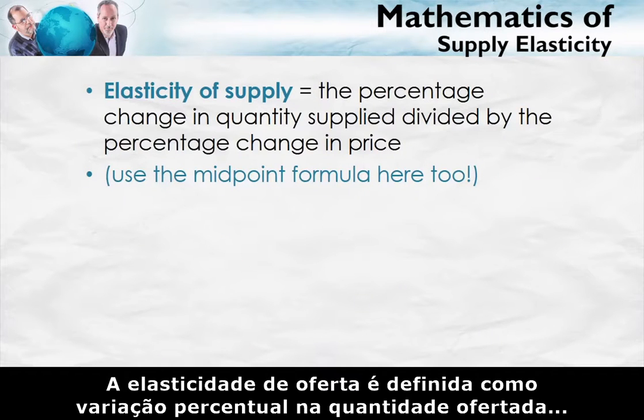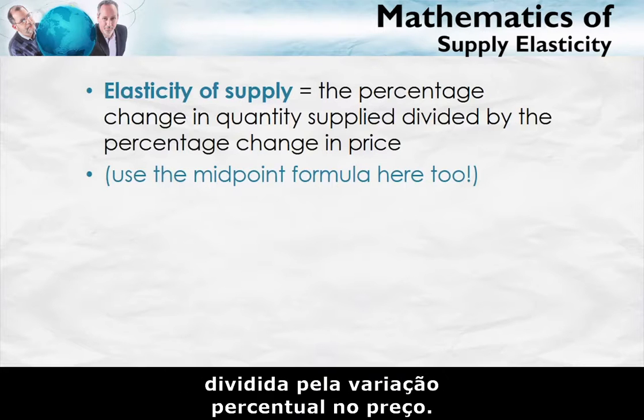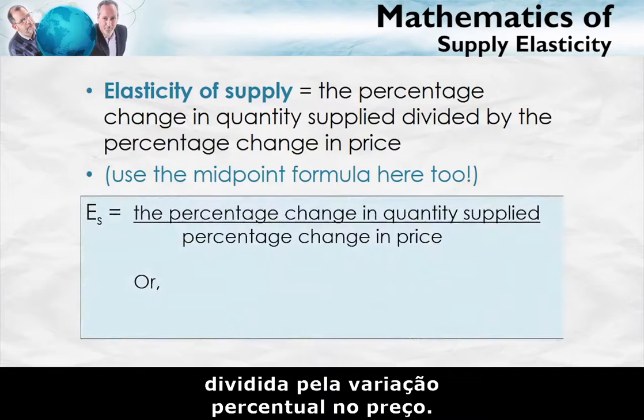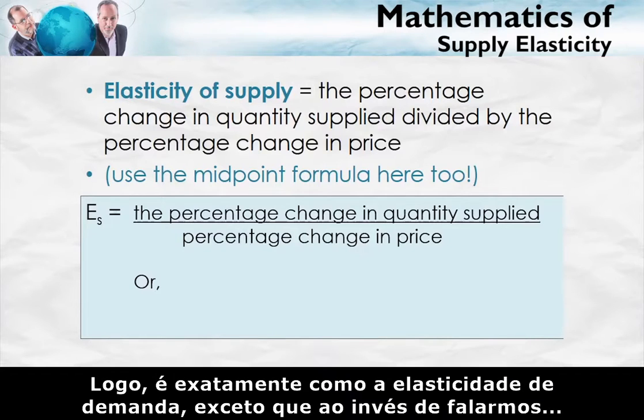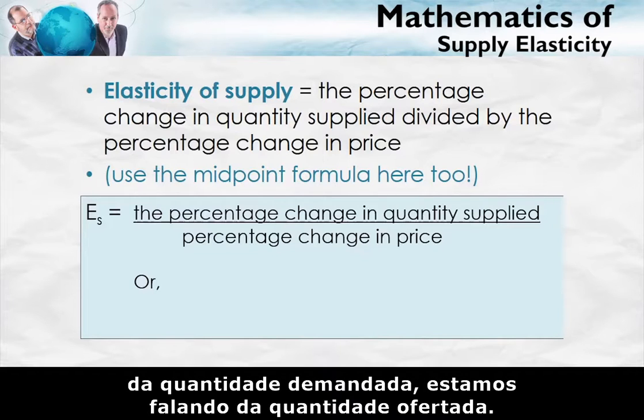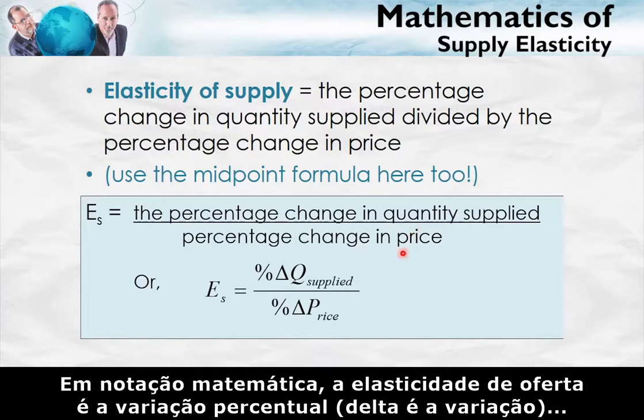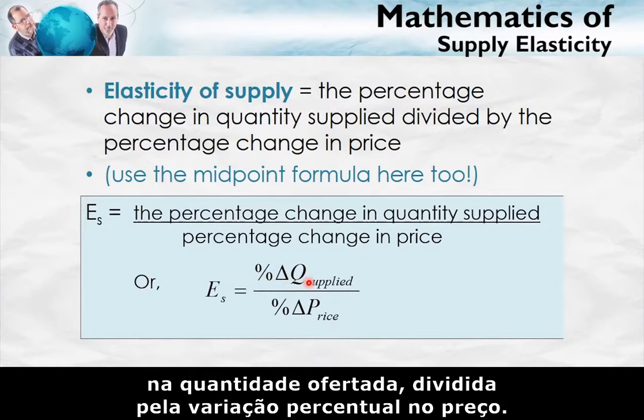The elasticity of supply is defined as the percentage change in the quantity supplied divided by the percentage change in the price. So that's exactly the same as for the elasticity of demand, with the exception being that instead of talking about the quantity demanded, we're talking about the quantity supplied. In mathematical notation, the elasticity of supply is the percentage change in quantity supplied divided by the percentage change in the price.